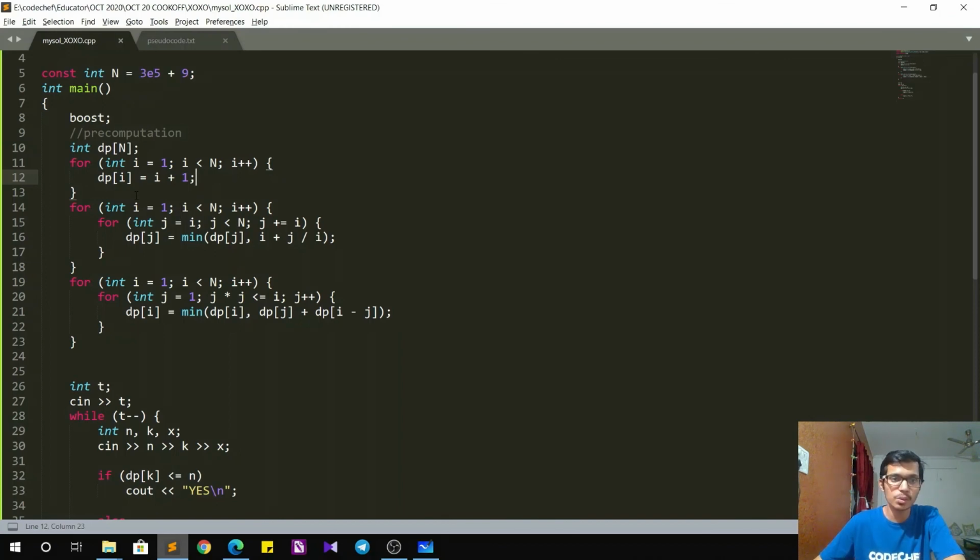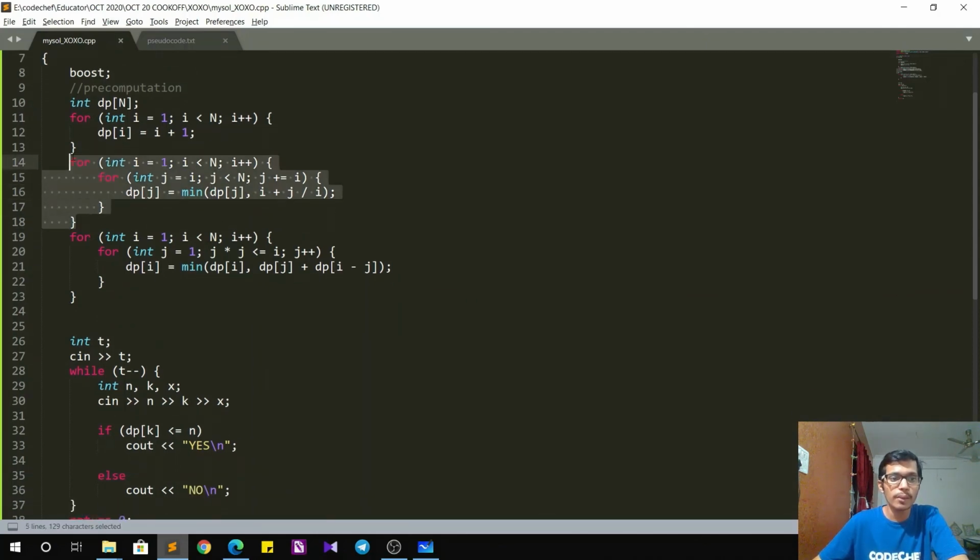So as discussed in the pseudocode, first we create a DP array of maximum size, that is 3 into 10 to the power 5, and then we initialize it with I plus 1 because that is anyways the maximum answer possible, and then we have to find the minimum length for the sequences. So first we apply sieve to calculate the minimum in the following way, that is I goes from 1 to n and j contains the values of multiples of I, and dp of j stores the minimum, right?